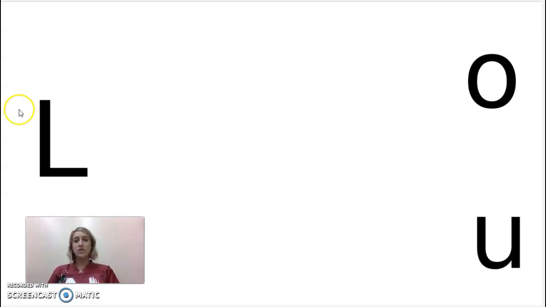Remember last week we talked about the letter L that says "ol", L says "ol". All right, and we remember that we have our vowels that say a, e, i, o, and u. So we're going to add this consonant sound for the letter L that says "ol" to some of our vowels. All right, so remember "ol". And then we have the letter O that says "ah".